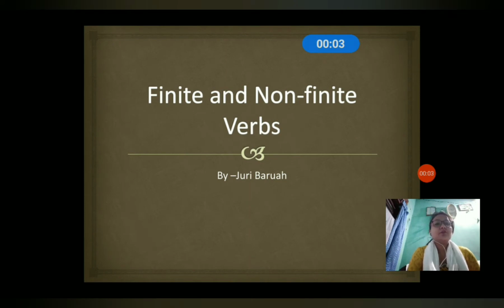Hello everyone, today we will start a new chapter, that is finite and non-finite verbs, and these types of verbs are found in sentences. What is the difference between finite and non-finite verbs? We will come across it, and what are the differences and why is it used. So we will come to know in this chapter. So what is a finite verb?